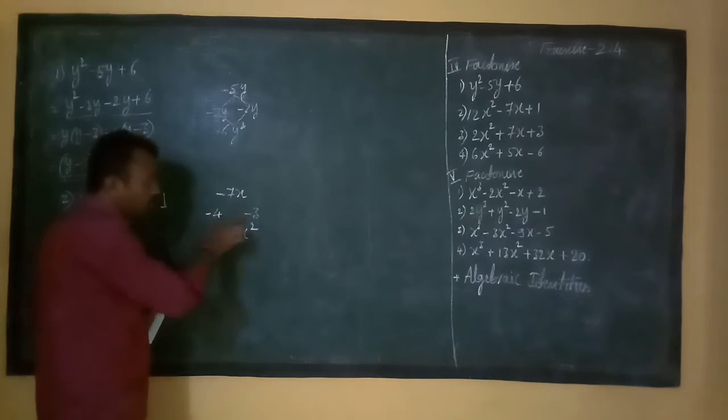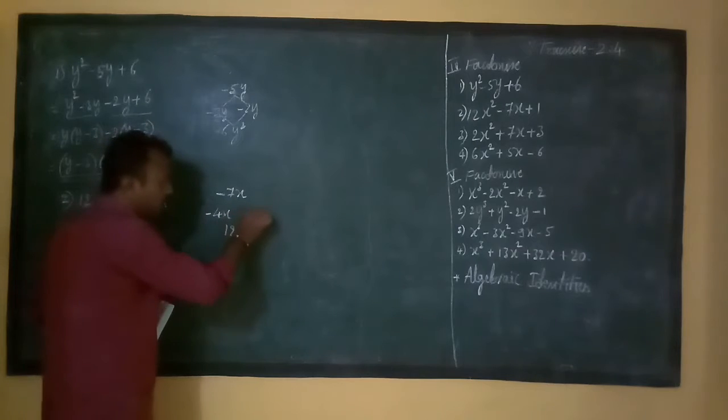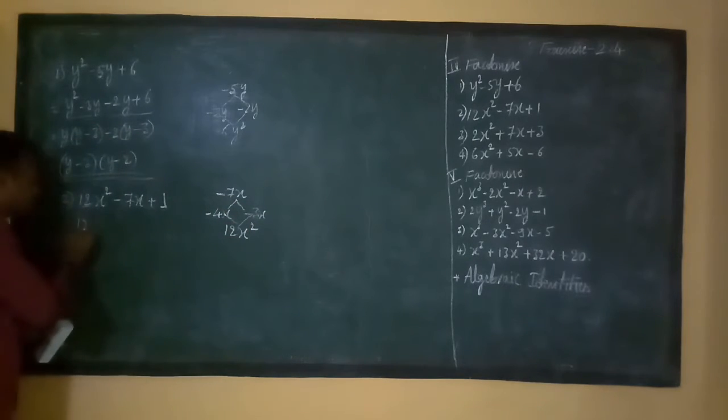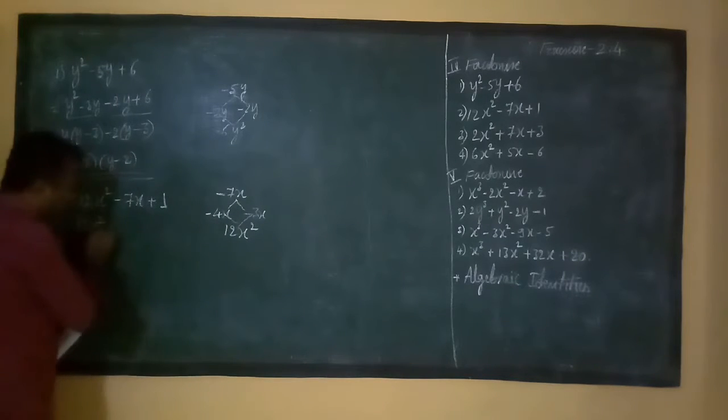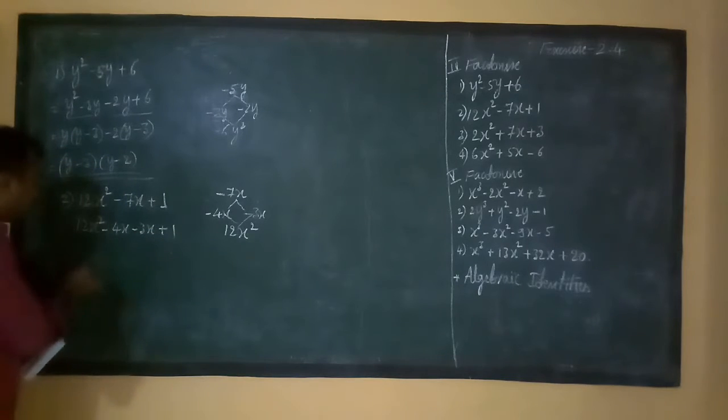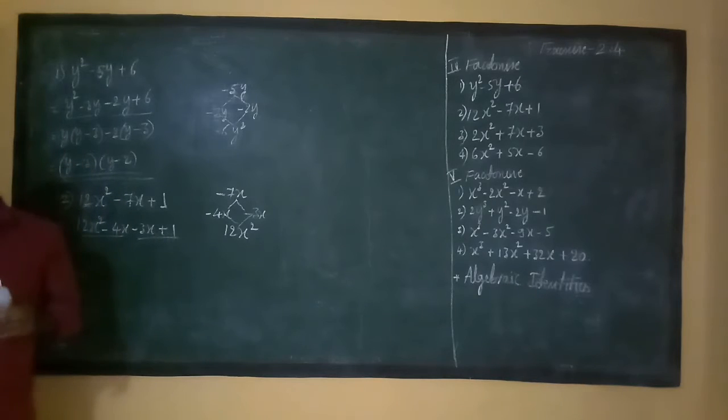Minus into minus plus, 4 threes are 12. This is x and this is also x. Next, you have to substitute here 12x square minus 7x, instead of minus 4x and minus 3x, plus 1 is the remainder. Then 12x square and 4x is one group, and minus 3x plus 1 is another group. Yes, students.